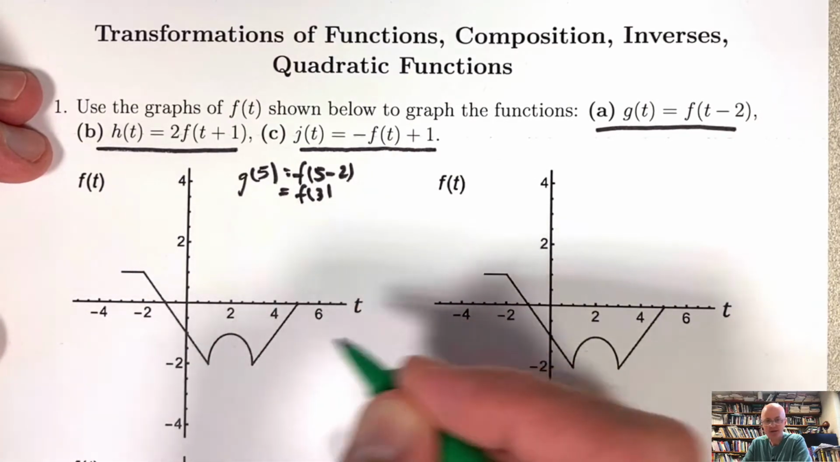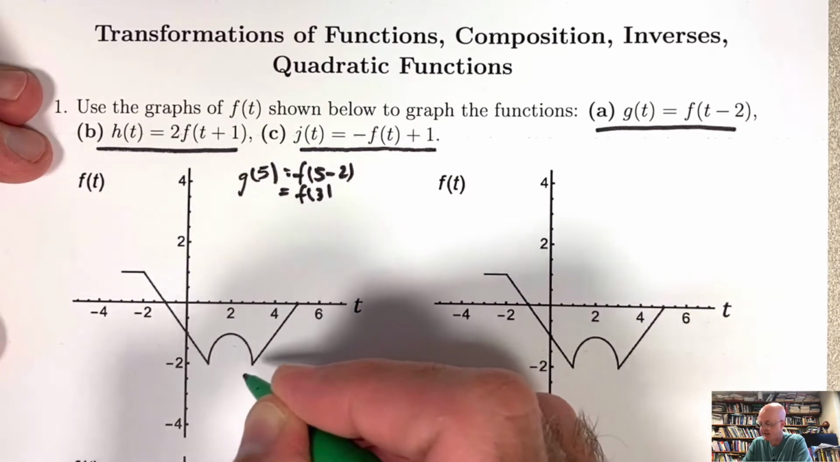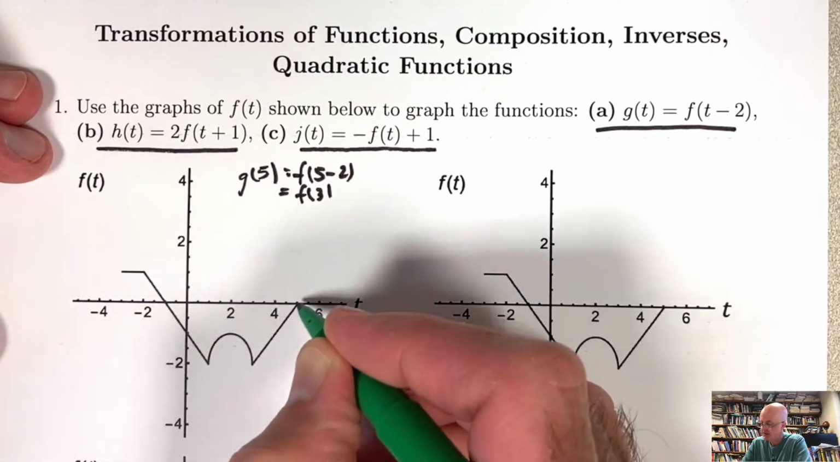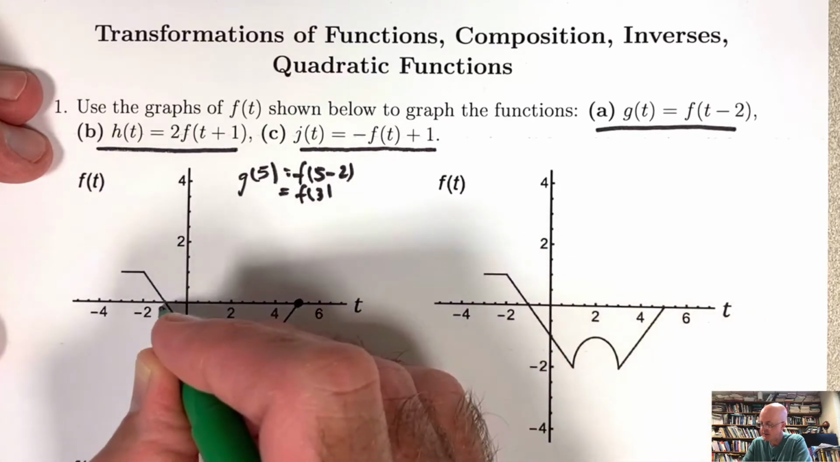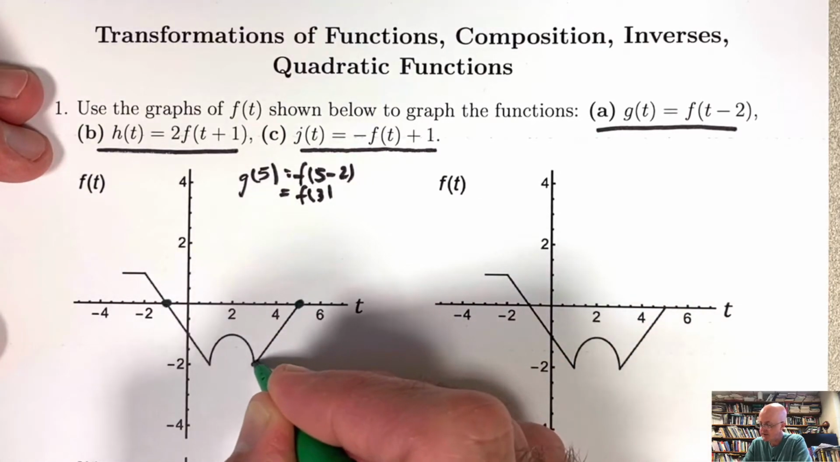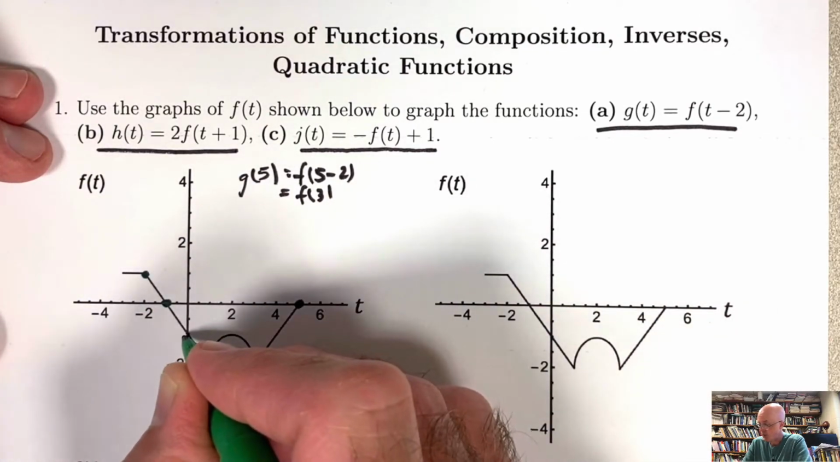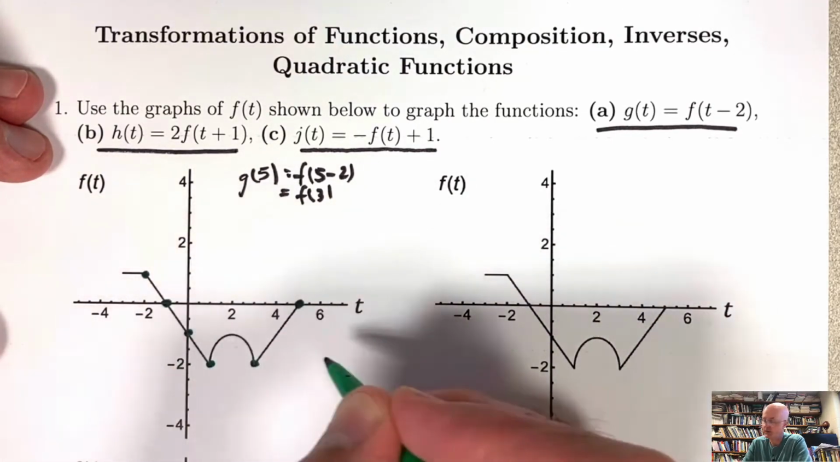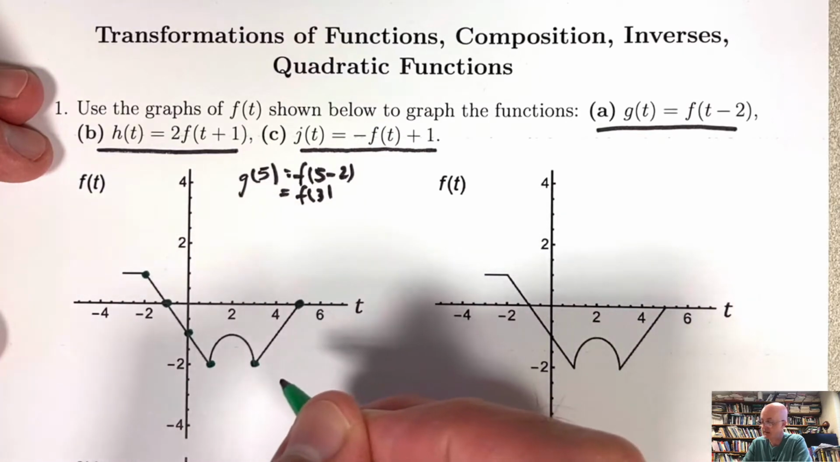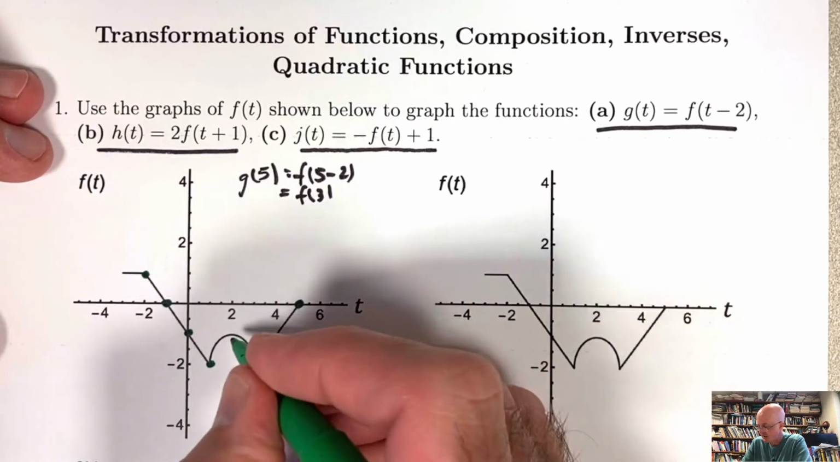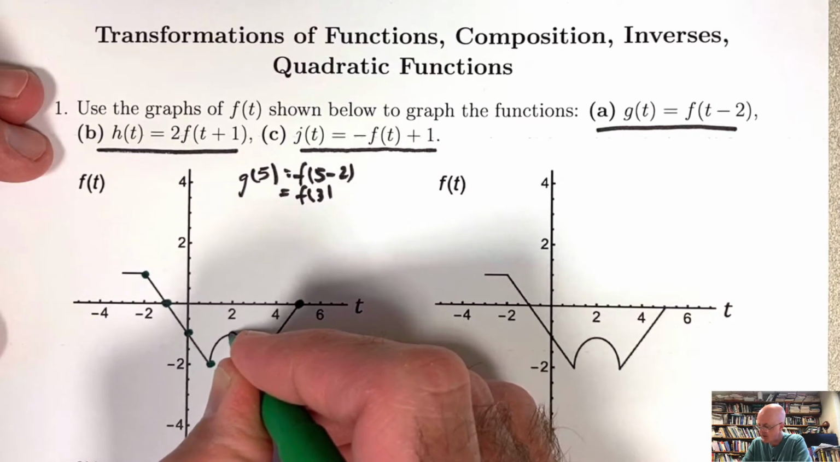Key points include intercepts. They include, in this kind of graph, points where you've got corners. So here's an intercept here, here's an intercept there. You've got corners here, here, and here. You could also have a y-intercept right there. It'd be good to see where those go when I translate them to the right by 2 units. Another important point is this local maximum right there.